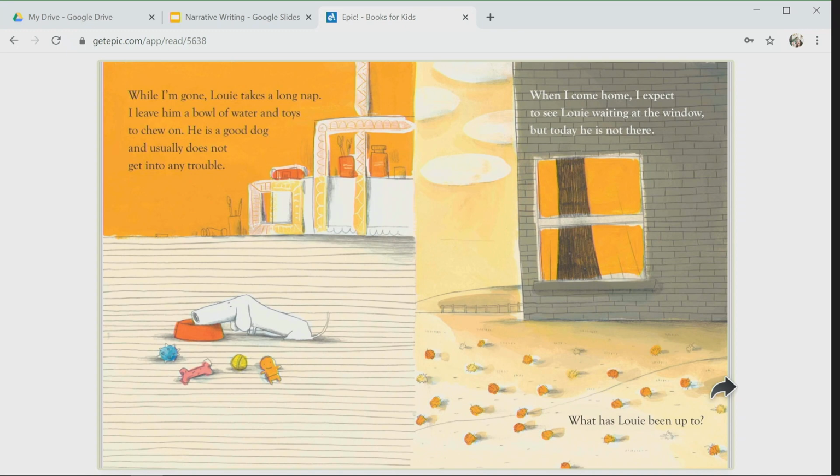While I'm gone, Louie takes a nap. I leave him a bowl of water and toys to chew on. He is a good dog and usually does not get into trouble.